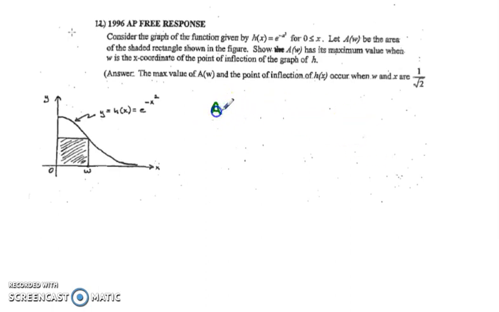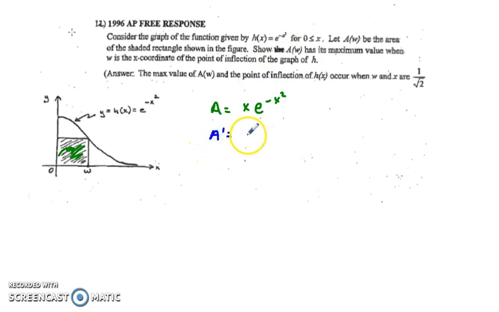We're going to write the area of this rectangle as the base x times the height of e to the negative x squared. We are trying to maximize this area. So we're going to need the first derivative test. So I'm going to take A prime using the product rule.